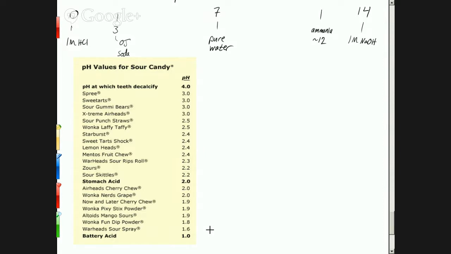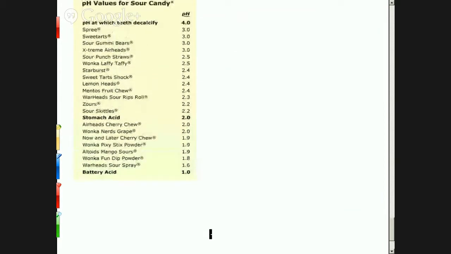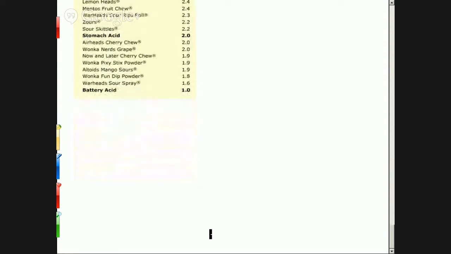All right, so let's talk a little bit about what happens then in your body. This is obviously not good for your teeth, but inside your blood, this would be especially bad. So don't mainline sweet tarts, for various reasons.